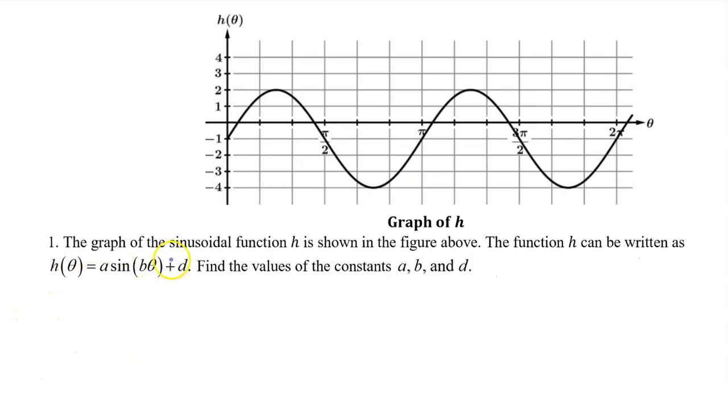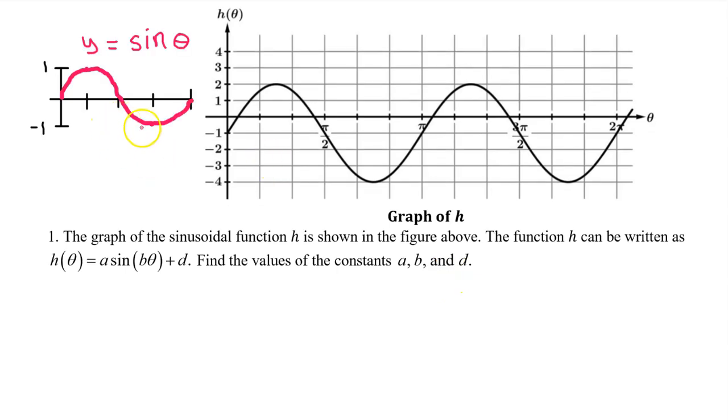Number 1. The graph of the sinusoidal function h is shown in the figure above. The function h can be written as h of theta is equal to a times the sine of b theta plus d. Find the values of the constants a, b, and d.